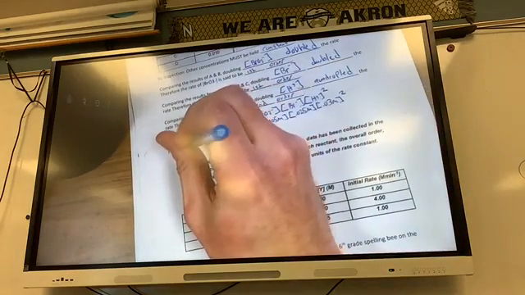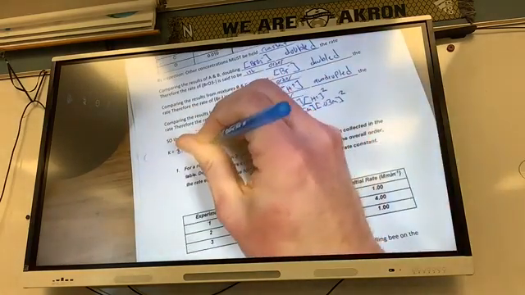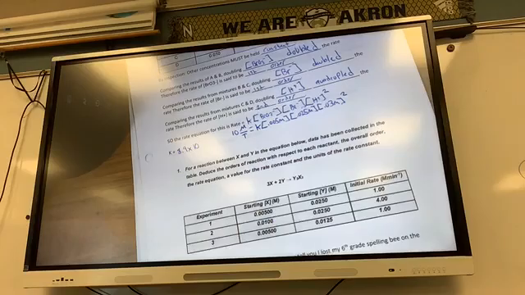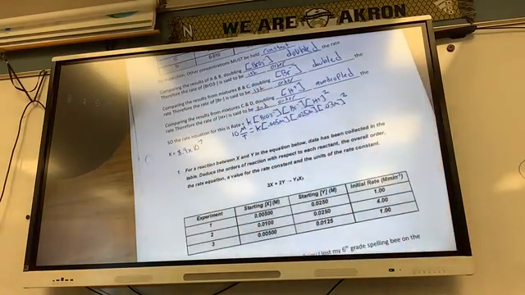It's just 8.9 times 10 to the what? 10 to the 7th. That's the easy part. Now I've got to figure out the units. So what is my unit on the top going to be? Or am I going to have any unit on the top?